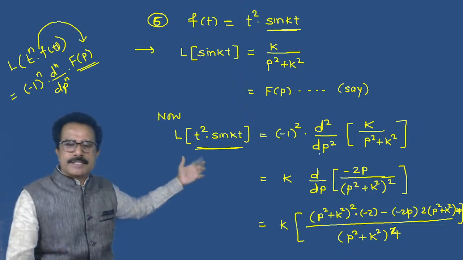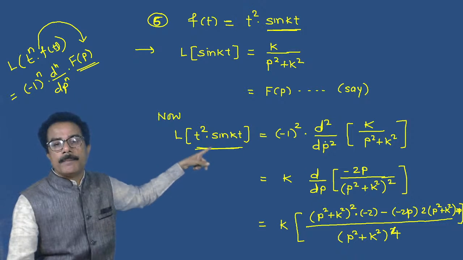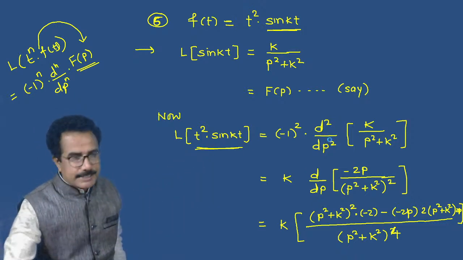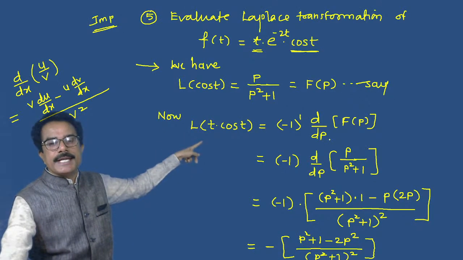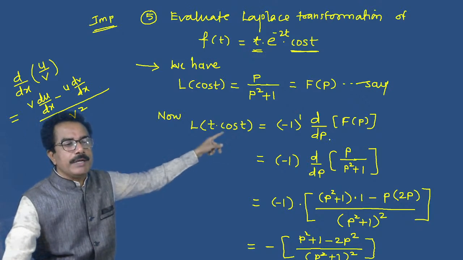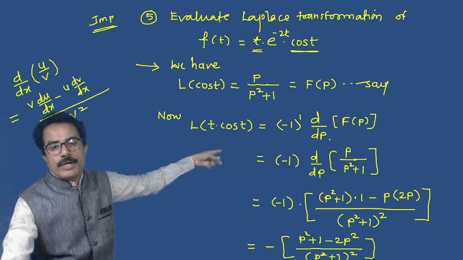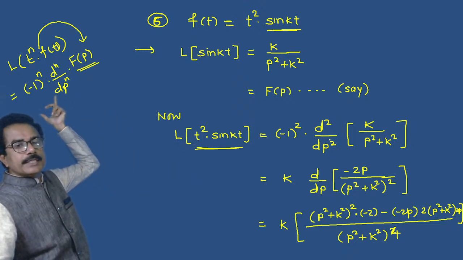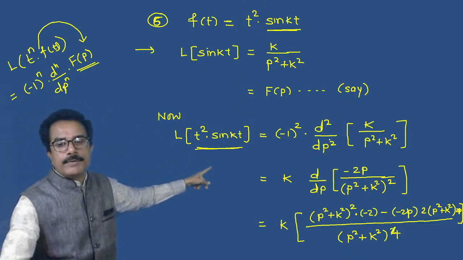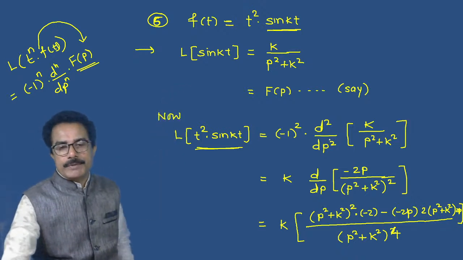The problem we solved earlier is the same, only here t square has come instead of t, so the second order derivative d2 by dp square comes. In the earlier problem, it was t, that is t raised to 1, so the first order derivative, minus 1 raised to 1, d by dp of capital F of P. So we have used this formula. But in this problem there is a 2, so n is equal to 2. Put n equal to 2 in the standard form of the Laplace transformation. Then we will get d2 by dp square of capital F of P, where capital F of P means K divided by P square plus K square.